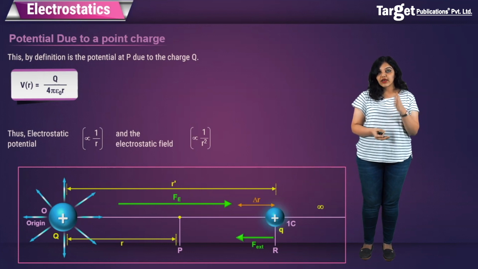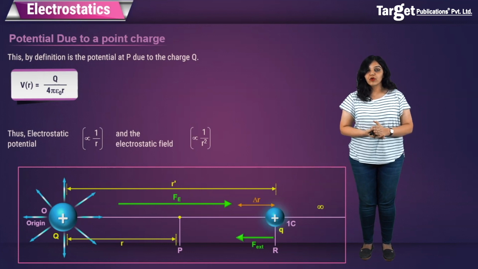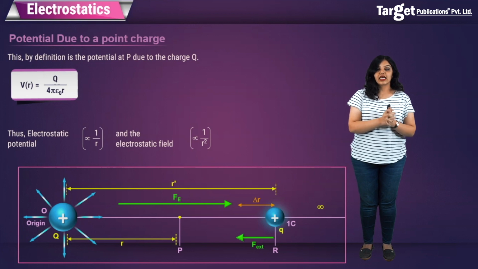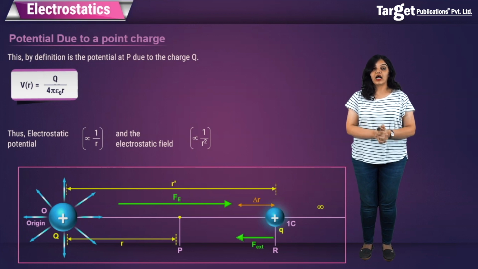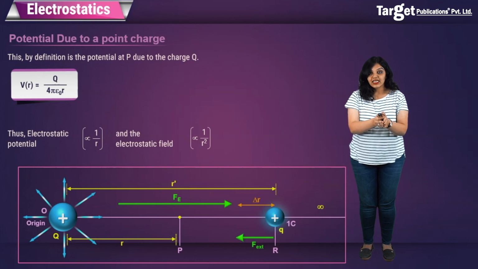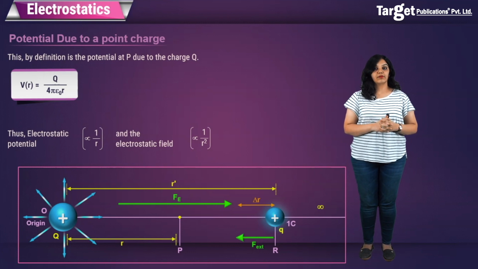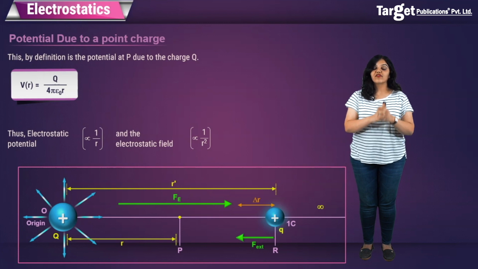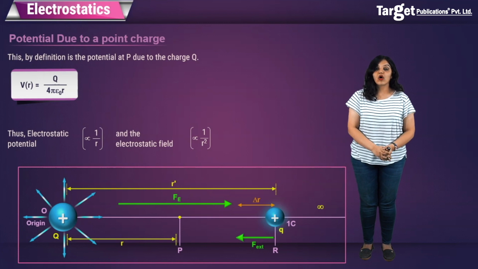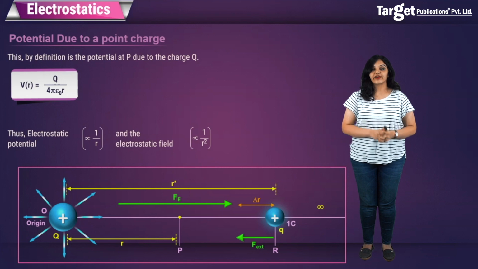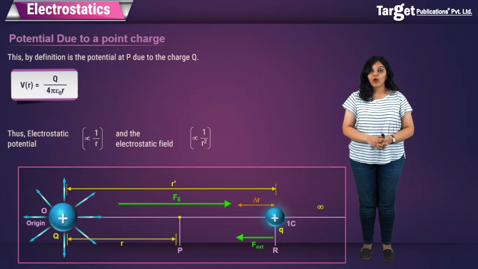This tells me something very, very important. From Coulomb's law, I can tell that the electrostatic field is proportional to 1 by R square, but from this expression, I can see that the electrostatic potential is proportional to 1 by R, and therefore electrostatic potential falls off slower than the electrostatic field, and this is extremely important to know.